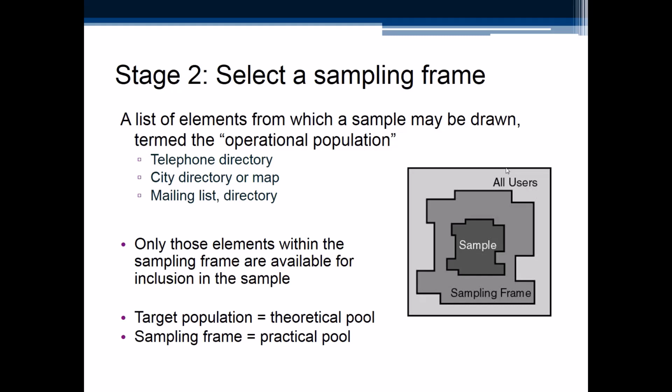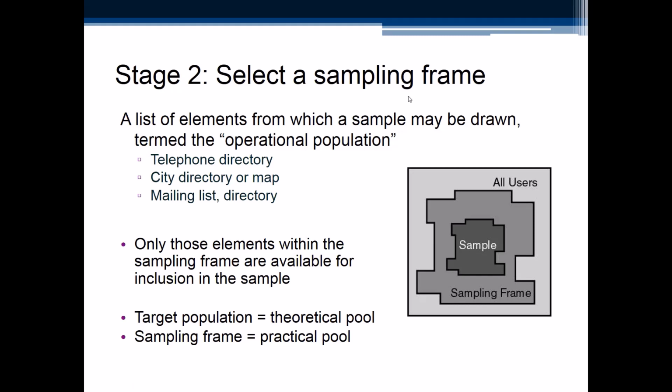Those lists, those emailing lists, or that list of people would represent your sampling frame. We term our sampling frame an operational population, the population from whom we're actually going to draw our sample. You can think about your target population as the theoretical population or the theoretical pool that you're going to draw your sample from, but then your sampling frame is a subset of that, which we say is the practical or realistic pool that we're going to draw from.